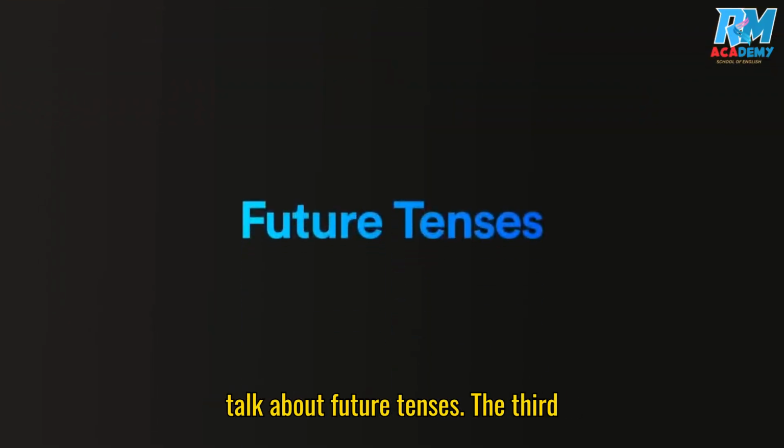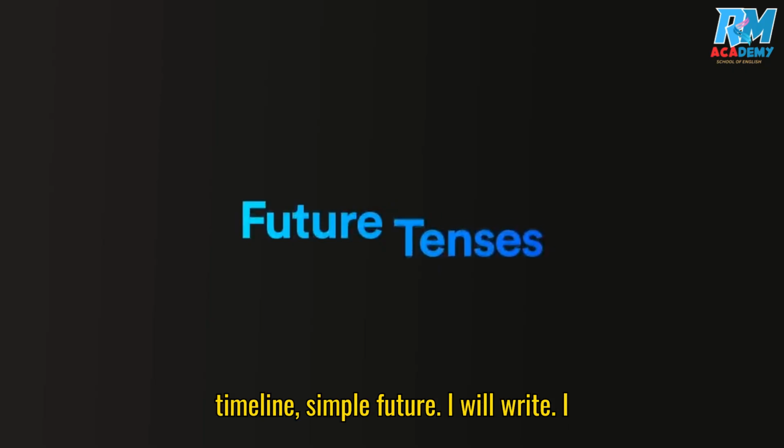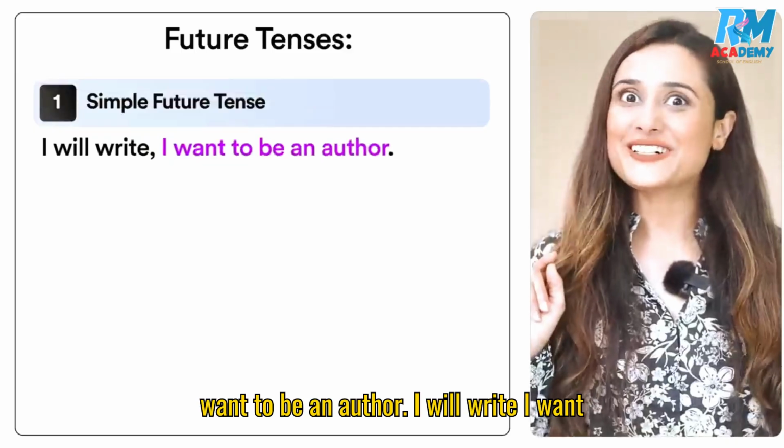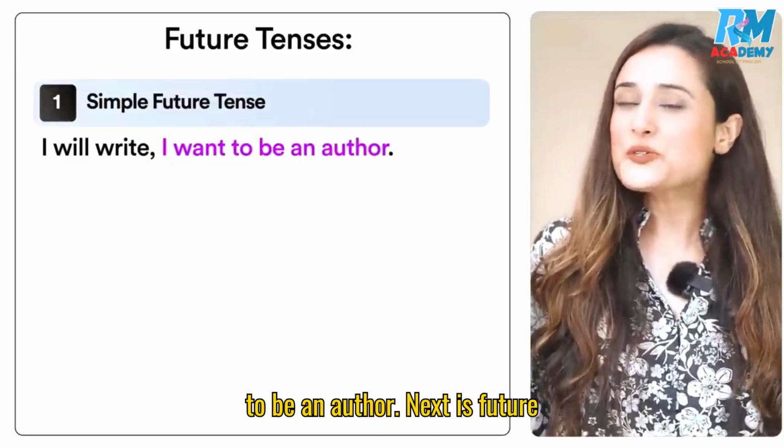Now let's talk about future tenses, the third timeline. Simple future. I will write. I want to be an author. I will write, I want to be an author.